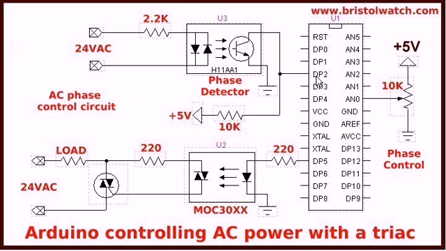I'm using the interrupt 0 on digital pin 2 to synchronize to those zero crossing pulses. I use this pot to generate a delay, and then after a delay, I send a firing pulse to this optocoupler that turns on this triac, and that way I can control the amount of power getting to the load.